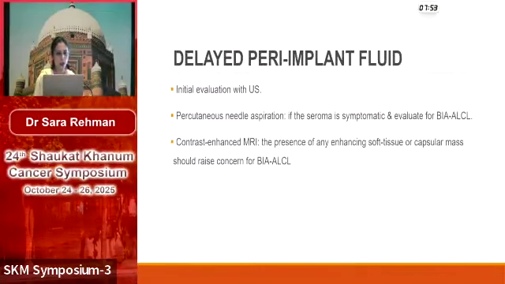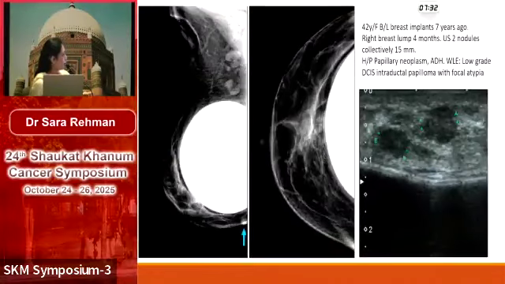Late complications include delayed peri-implant fluid, which is always abnormal. So delayed peri-implant fluid is mostly due to inflammation secondary to the implant shell, and it needs percutaneous fluid aspiration to relieve the symptoms and also to evaluate for breast implant lymphoma. We often do MRI scan to evaluate for any soft tissue masses or capsular mass. So this case is of a patient with bilateral breast augmentation 7 years ago. She presented initially with a small nodule. This was biopsied and excised and was found to be low-grade DCIS with intraductal papilloma.